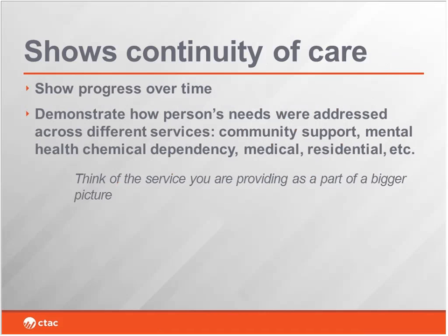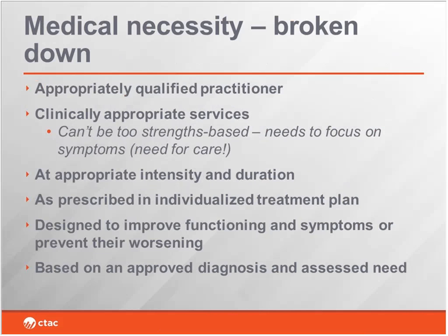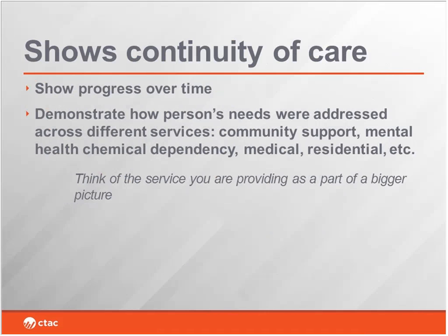Okay, so documentation needs to show continuity of care. We want to show progress over time, or lack of progress over time, and whatever interventions we're using to address that progress or lack of progress. We need to demonstrate how a person's needs are addressed, whether it's community support, mental health, chemical dependency, medical, or residential. We really want to think about the services you're providing as part of a bigger picture, whether that person has a care coordinator, a nurse practitioner, or a psychiatrist, and how your services fit into what they're doing with all of the other service providers they're working with.